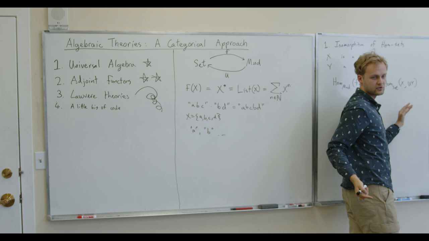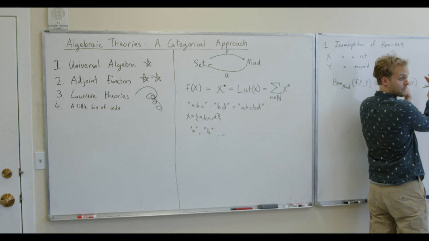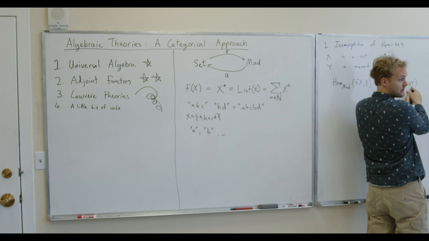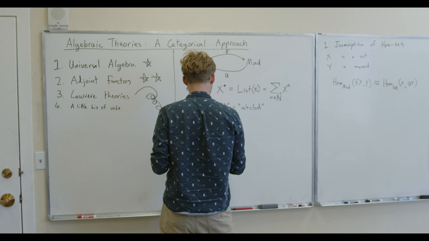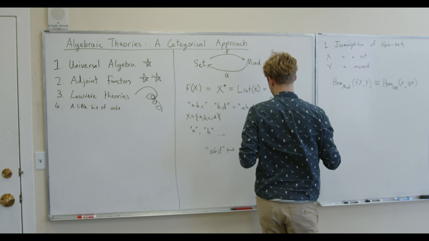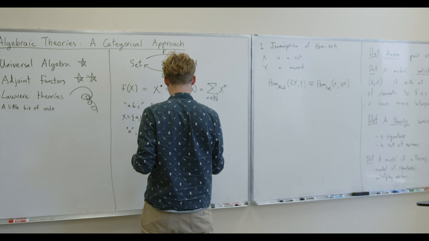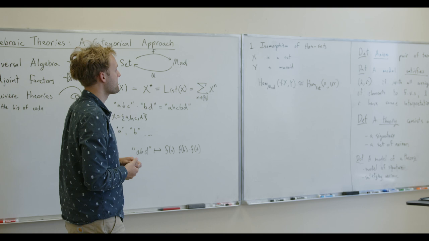Going the other direction, if I have a function where for every element of X, I get an element of Y, just a function without any structure, I can build a monoid homomorphism because I send a string like ABD to F of A times F of B times F of D. There's only one place to send this. So this is the first perspective.